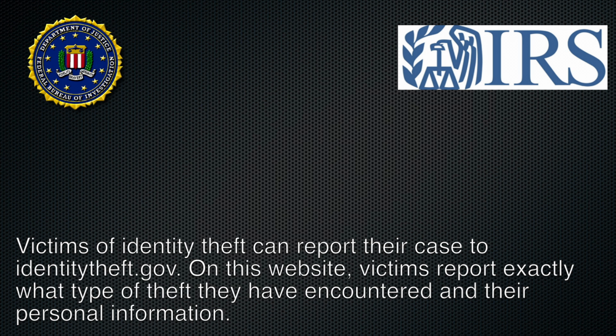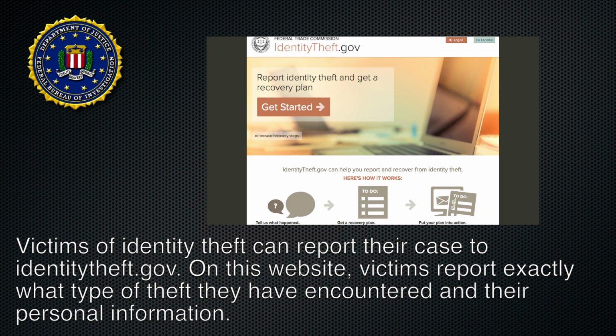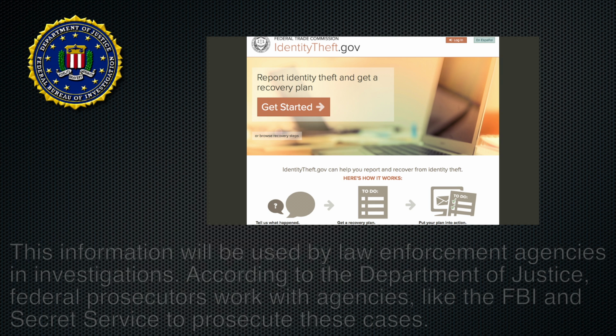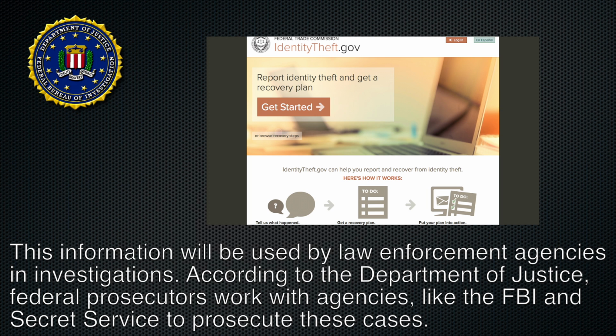Victims of identity theft can report their case to identitytheft.gov. On this website, victims report exactly what types of identity theft they have encountered and their personal information. This information will be used by law enforcement agencies in investigations. According to the Department of Justice, federal prosecutors work with agencies like the FBI and Secret Service to prosecute those cases.